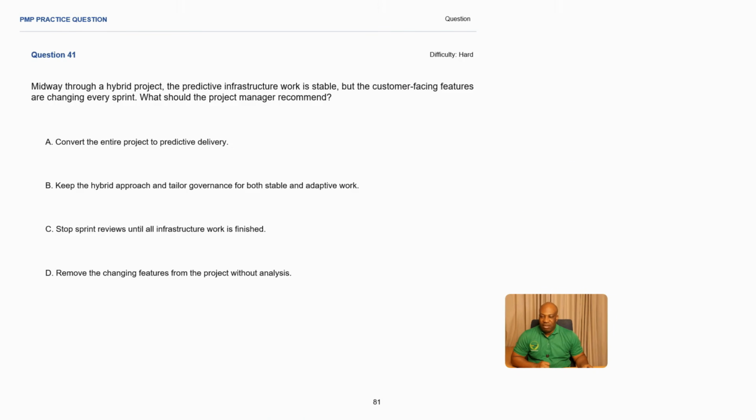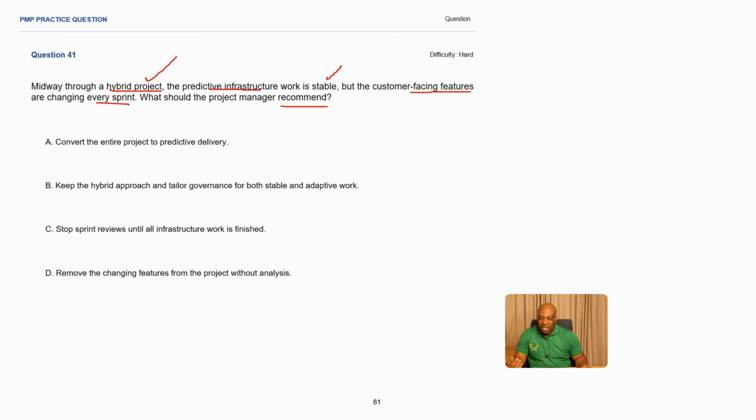Practice question number 41. Midway through a hybrid project, the predictive infrastructure work is stable, but the customer-facing features are changing every sprint. What should the project manager recommend? So let us look at our problem statement here. Midway through a hybrid project. So it's a hybrid project. The predictive infrastructure work is stable, but the customer-facing features are changing every sprint. What should the project manager do?